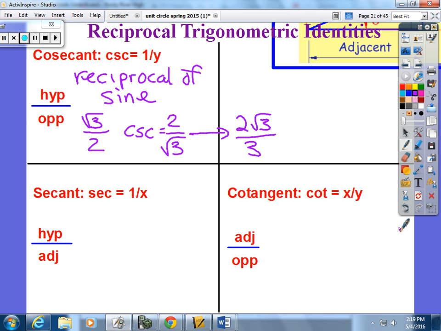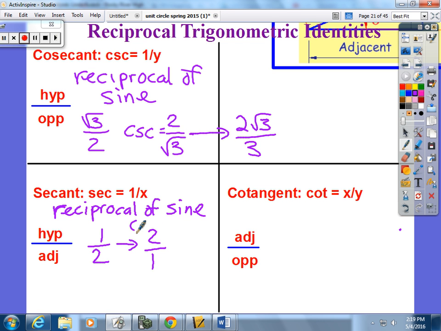For that same angle, secant would be the reciprocal of cosine. So you're just going to do the reciprocal of 1/2, which would be 2 over 1. So secant is 2 over 1.